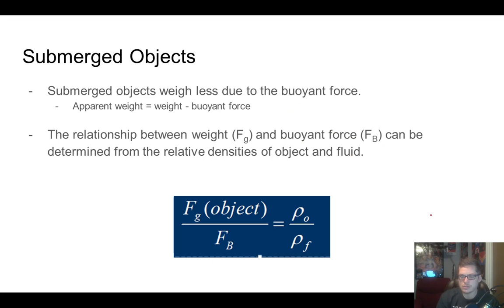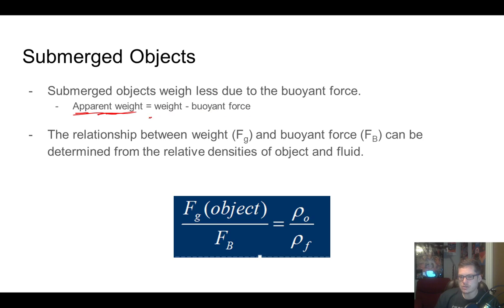All right. So submerged objects, this is a really, really important relationship here, okay? Submerged objects weigh less due to the buoyant force, and we can calculate what's called the apparent weight, okay? The apparent weight is the weight that you feel. So if you stick an object in water and you feel it get lighter, the weight you feel is the apparent weight, okay? So the apparent weight can be 0 or it can have a whole range, okay? And to calculate the apparent weight, you take the weight minus the buoyant force, okay?